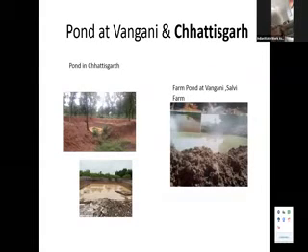This is a pond on the right hand side, that is a pond at Wangdi, and on the left hand side is a system which is observed in Chhattisgarh. There also they have ponds on their own land, and the surface runoff is diverted, meaning collected, into those ponds, and then that water is used for agricultural purposes.